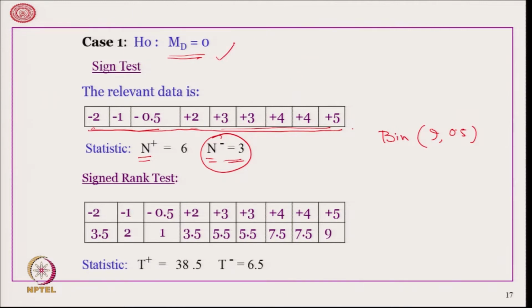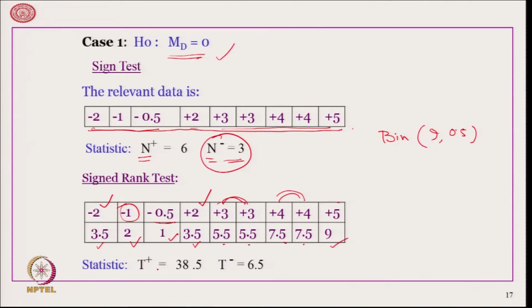When we go for the signed rank test, in the sorted order, these are the values that we have. Instead of just counting, we are now giving ranks to them. The smallest one in magnitude is 0.5, therefore it gets rank 1. The second smallest in magnitude is 1, therefore it gets the value 2. Third, these two both have absolute value 2, so they should get the average of 3 and 4, that is why they are getting 3.5 and 3.5. Similarly, these two are getting the average of 5 and 6, these two are getting the average of 7 and 8, and this one is getting the value 9.